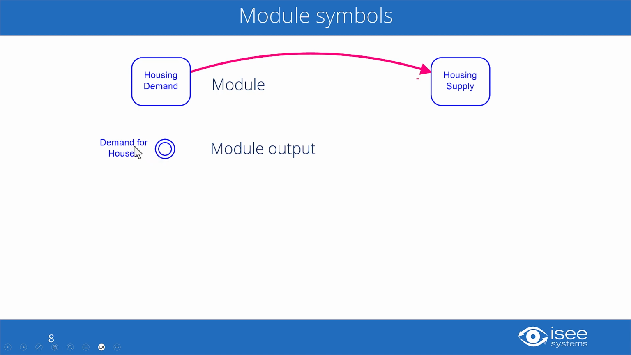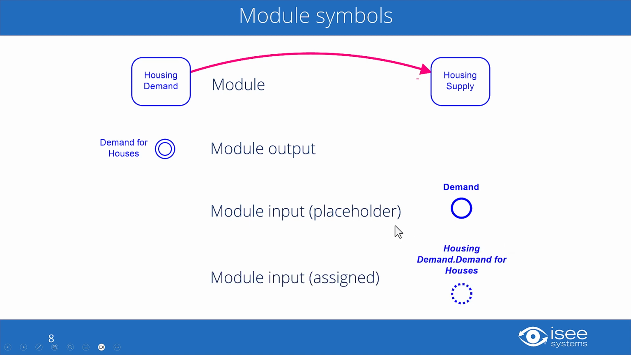Okay, so here it's demand for houses. On this side, we can say we want an input. We can create a placeholder. In this case, we call it demand inside this module. And we can say we want input from somewhere else for this, but we can assign an equation here and we can test this without connecting it up. But once we do connect it up, we have an assigned module input, and it has, as I showed before, the name of the module, a dot, and then the name of the variable in that original module.